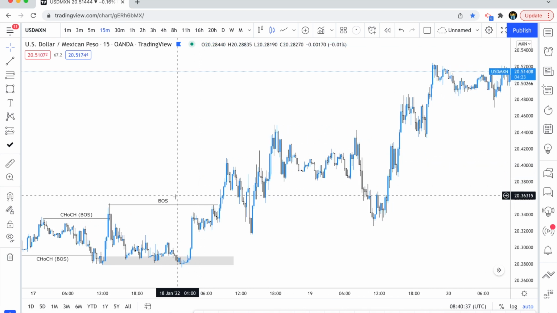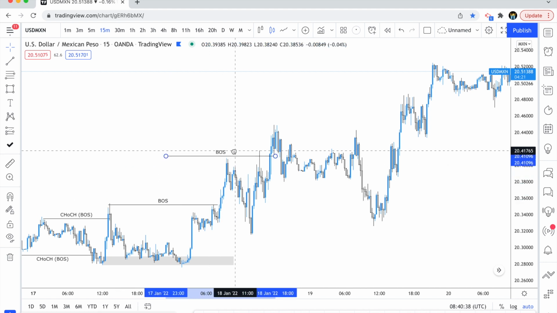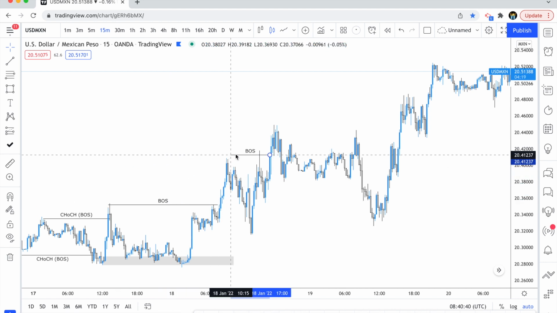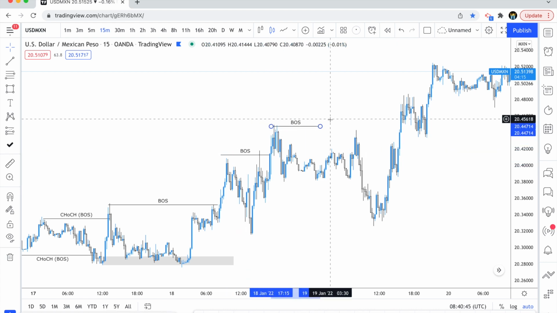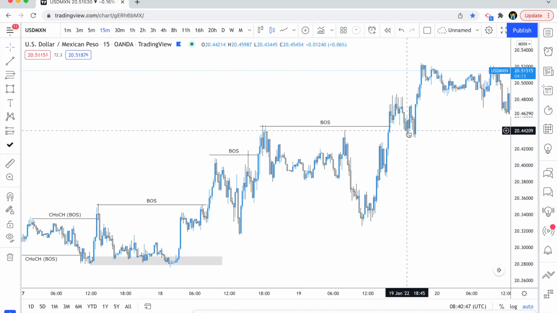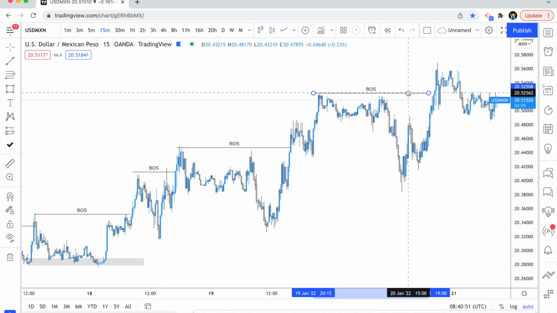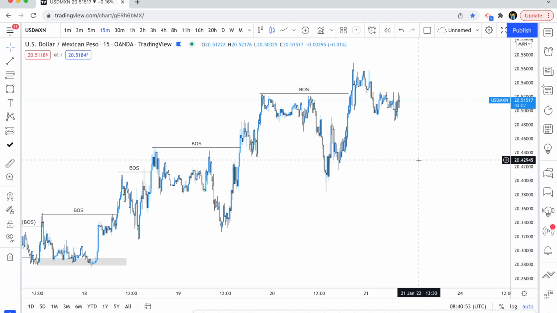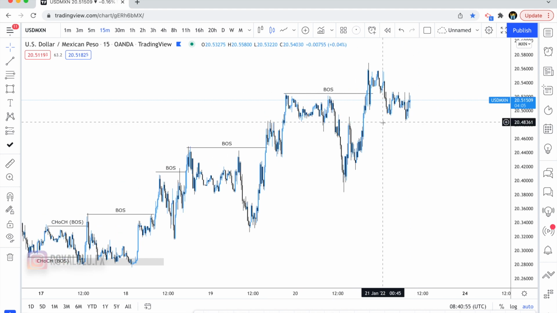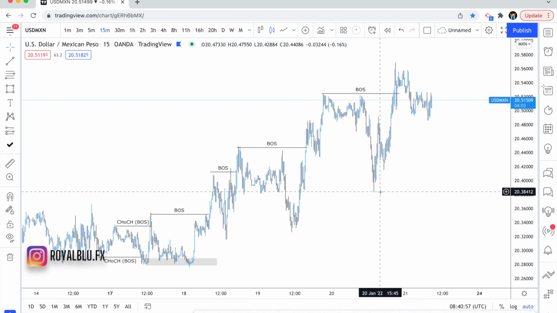Okay. We'll continue from here. You have another break of structure here. Okay. And everything else from here is a continuation. Break of structure is just a continuation from the CHOCH. It's as simple as that. Like this. Okay? So I hope you guys see the difference between a CHOCH and a BOS.